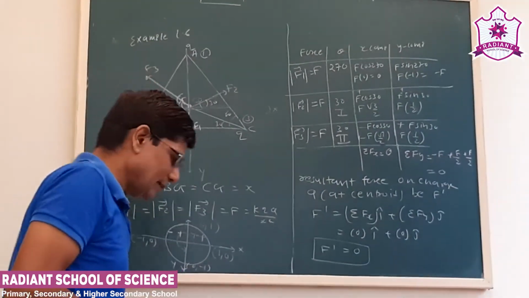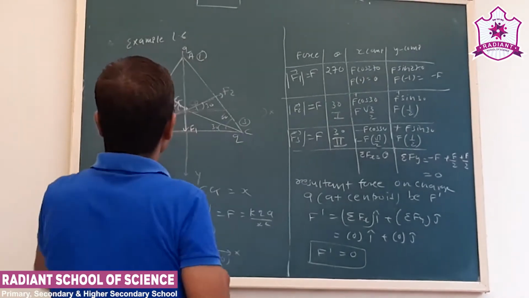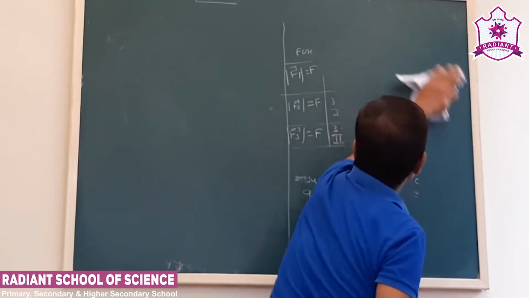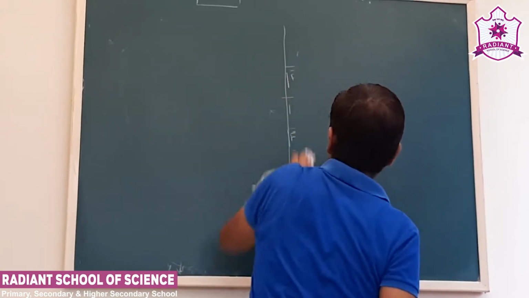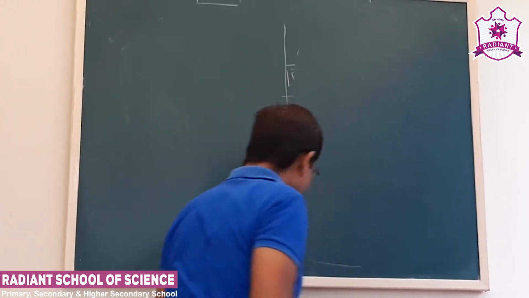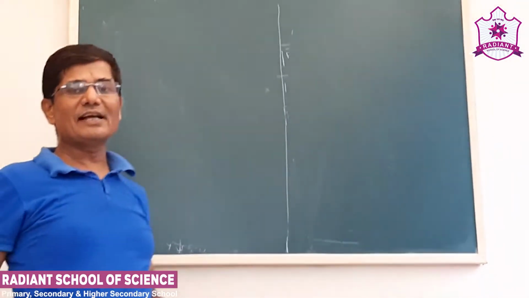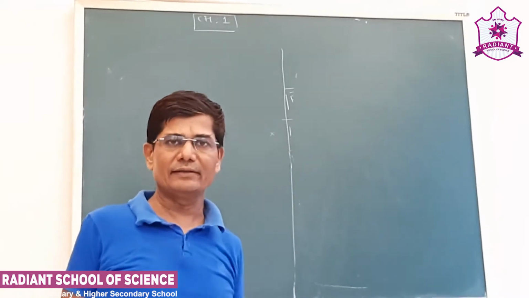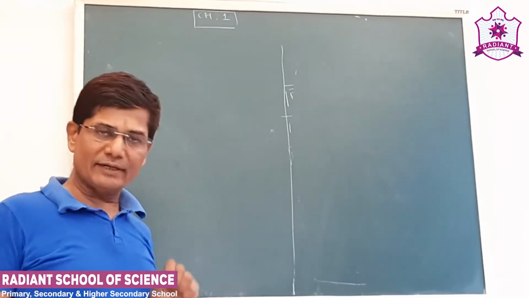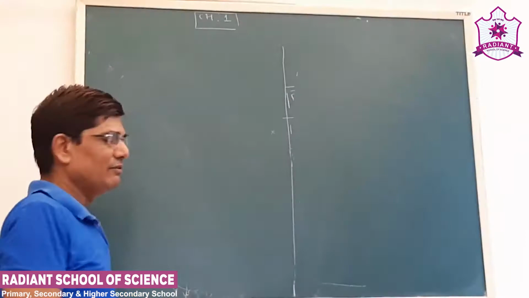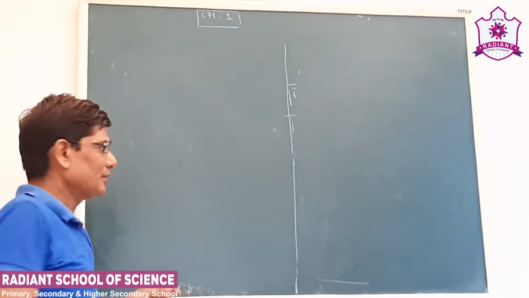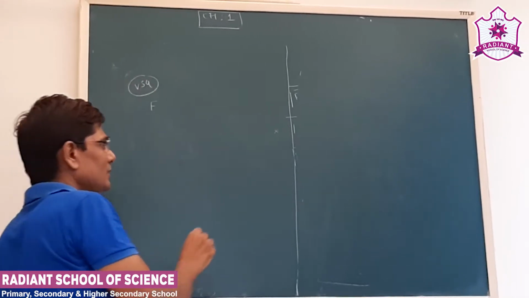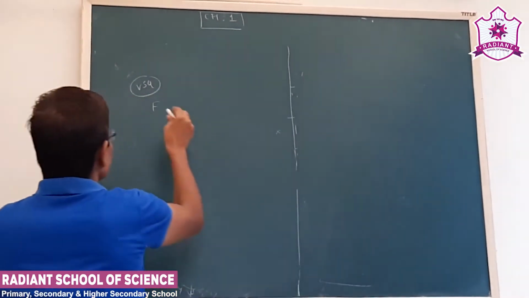Next we will see example 1.7. But if it is asked as a 1 mark question, we will go for a different method. What we have seen here is that F1, F2, F3 are all of equal magnitude, so we can use the triangle method. If it is asked in a VSQ, we should solve it like this. That will be the easy method.